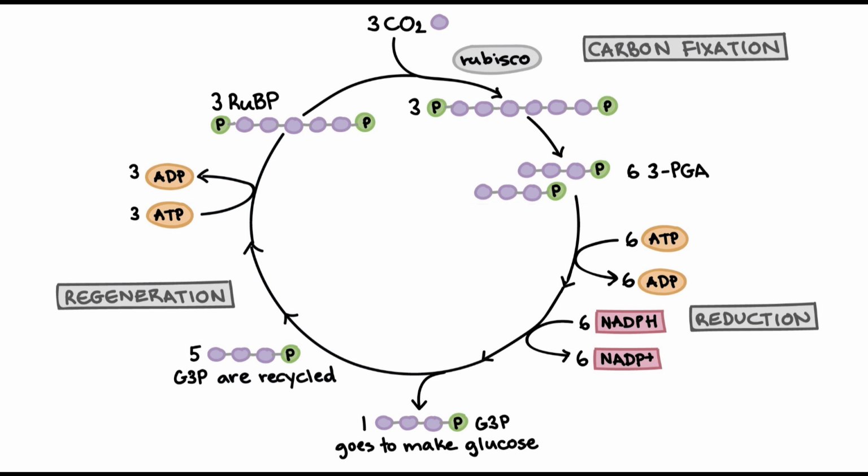This is then reacted with ATP and reduced by the NADPH to form 6 3-carbon glyceraldehyde 3-phosphate molecules, or G3P. One of these is reacted with another G3P to form glucose, which is then fed into biosynthesis pathways. Meanwhile, the remaining 5 G3P are reacted with ATP to regenerate the 3 RuBP for the next turn of the cycle.